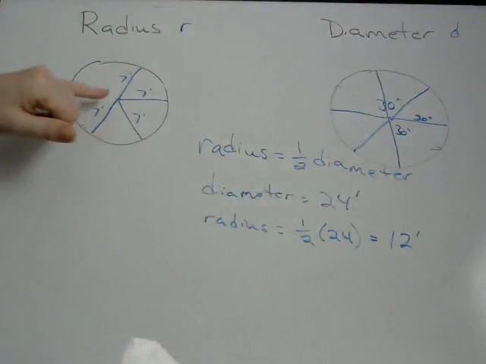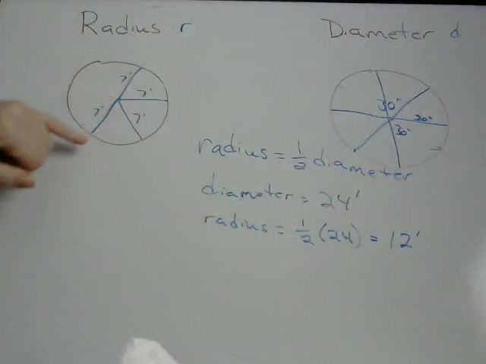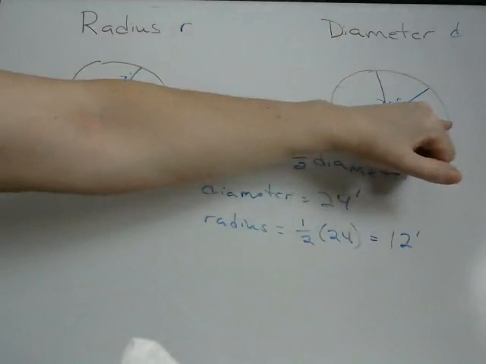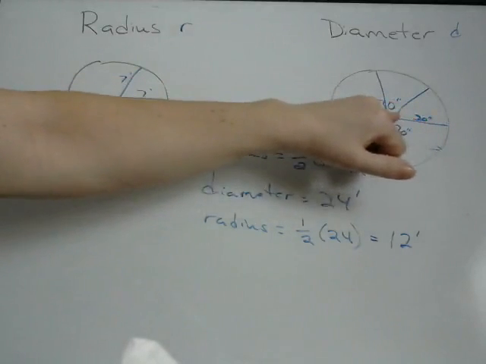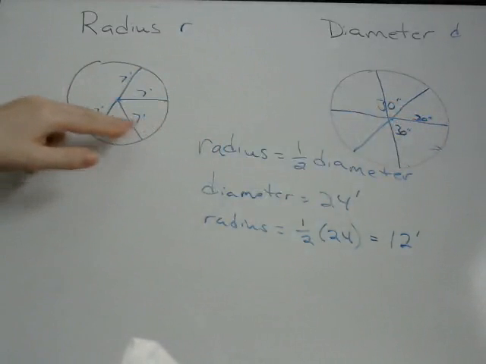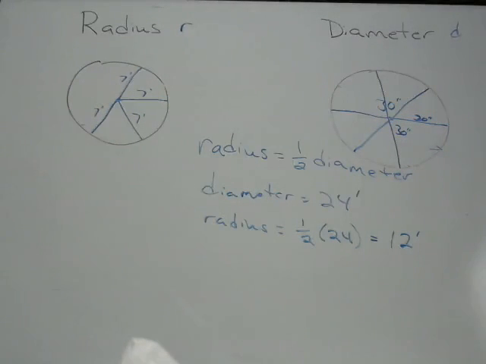But it's important to remember, radius is from the center out. Diameter is from one side to the other, so it's the full length of the circle going through the center. And the relationship is that the radius is half the diameter. We'll do some problems involving these in the next videos.